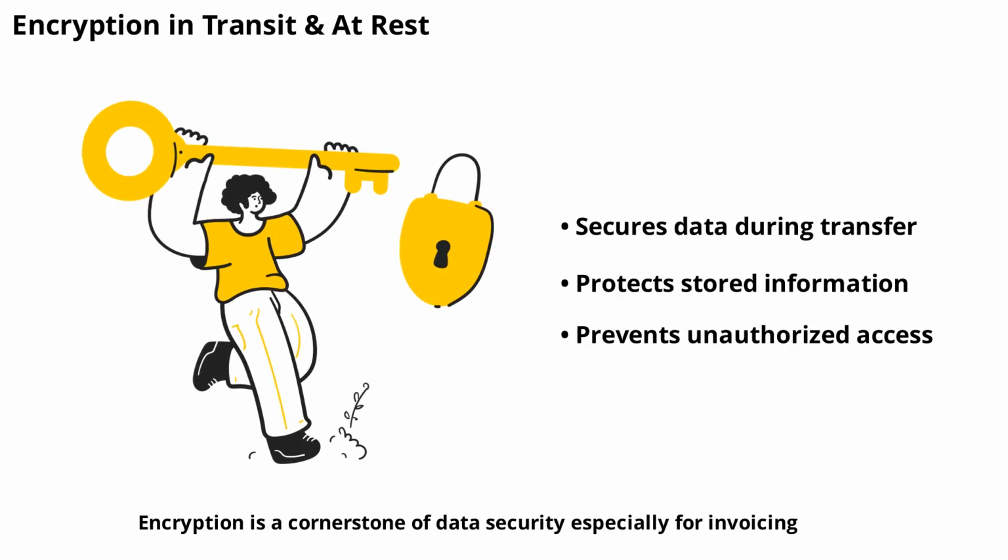Encryption is a cornerstone of data security, especially for invoicing. DLP solutions should ensure that invoice data is encrypted, both when it's being sent over networks and when it's stored on servers. Encryption in transit protects data from interception during transmission, while encryption at rest safeguards it from unauthorized access if storage systems are compromised. Together, these encryption layers provide comprehensive protection for your sensitive invoicing information.